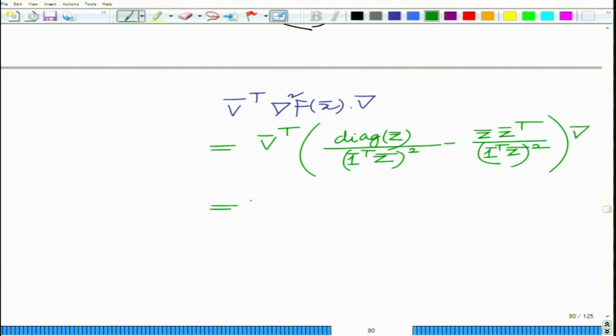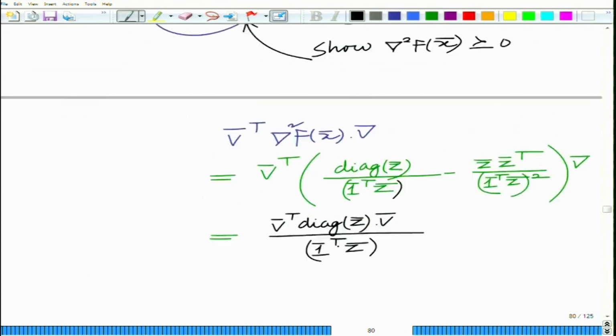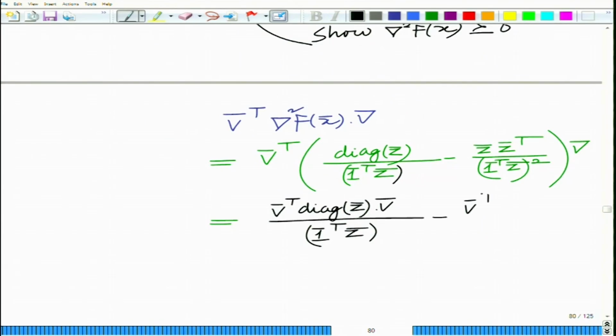This is v bar transpose diagonal z bar into v bar divided by 1 bar transpose z bar. I am sorry, there is no square here. Minus v bar transpose z bar times z bar transpose v bar, but you can think of this as v bar transpose z bar transpose, and this is a scalar quantity. So v bar transpose z bar is the same thing as z bar transpose v bar. It is the scalar quantity v bar transpose z bar times itself, so this quantity is v bar transpose z bar square.